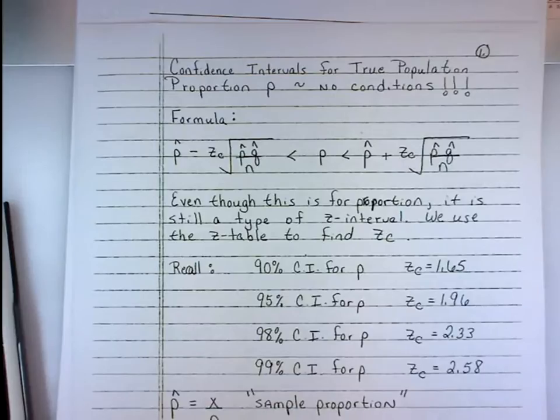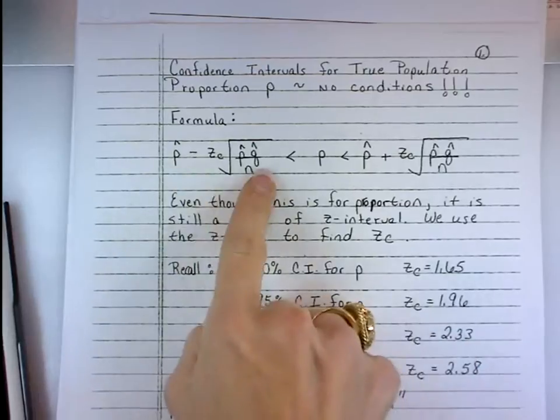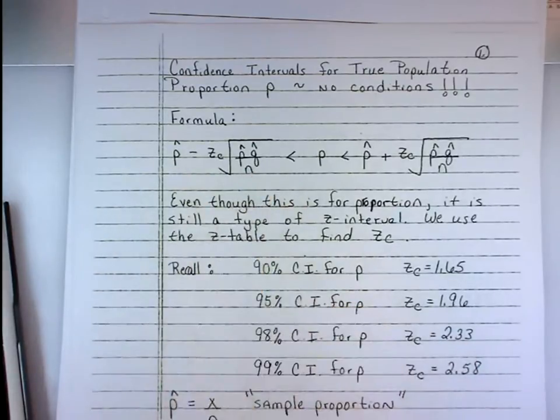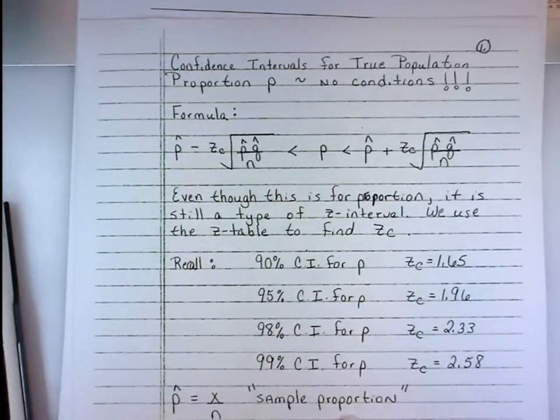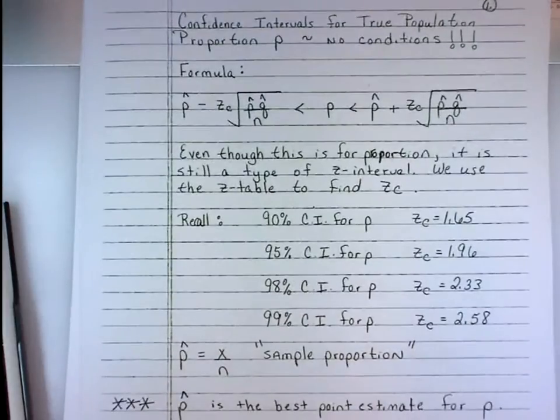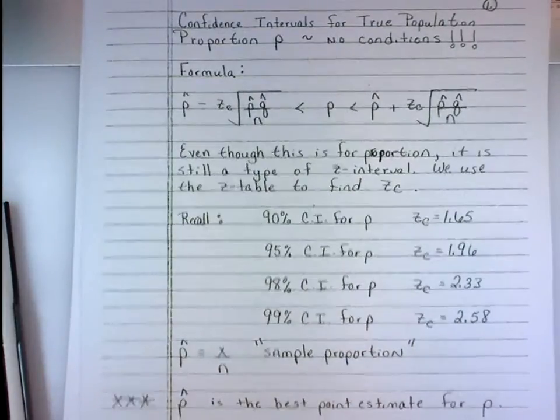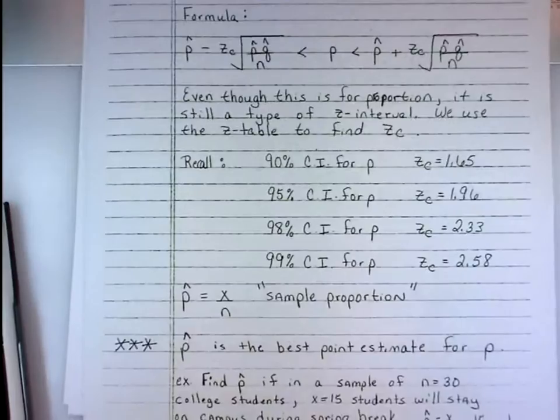The thing that you don't realize at this moment how to do in the formula is the p hat and the q hat. The p hat is called sample proportion, and it's found from reading the problem. P hat is the best point estimate for P. P hat, sample proportion, is the best point estimate for population proportion.